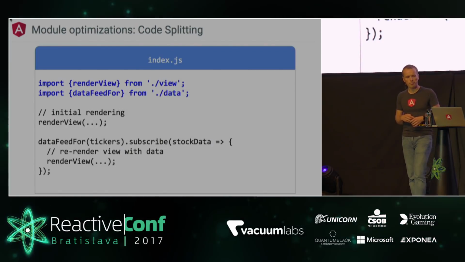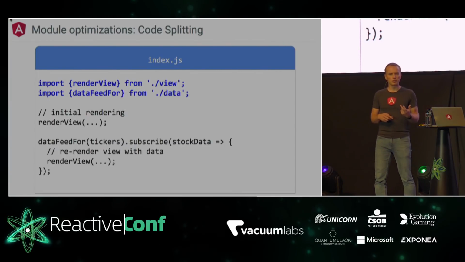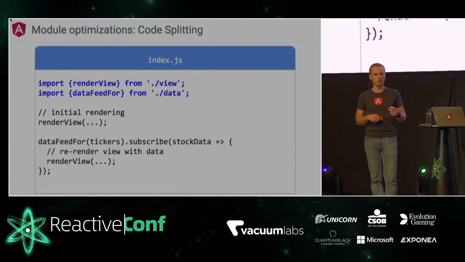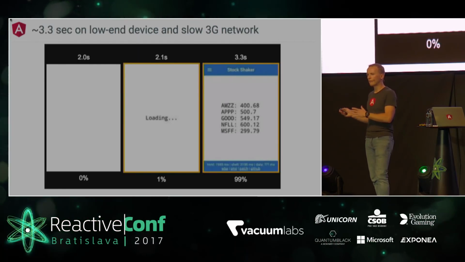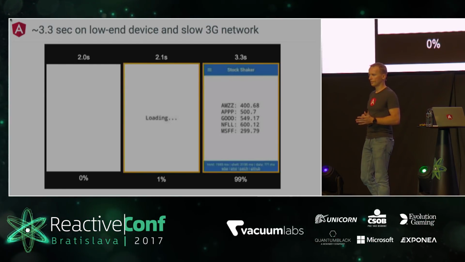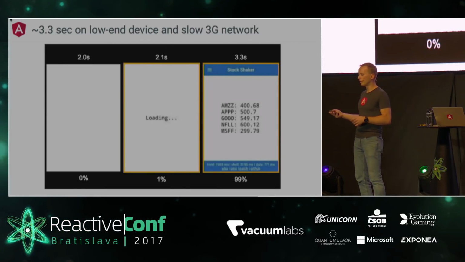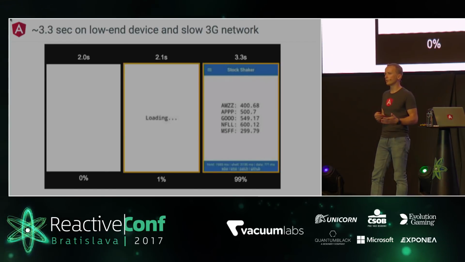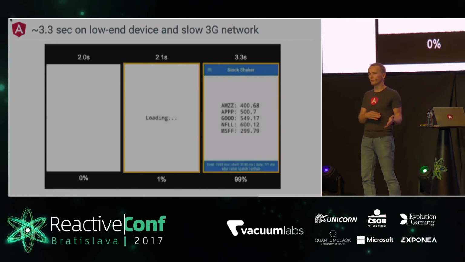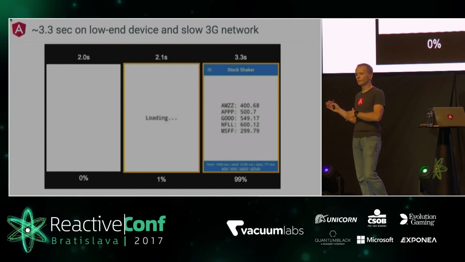We can do better. So the next optimization we can use is code splitting. Right now, our application is not showing anything until we have all the code present in the browser. So even though it's just 29K, there is a delay.